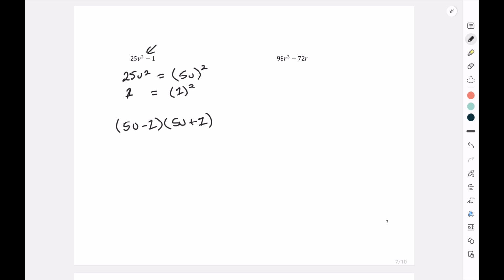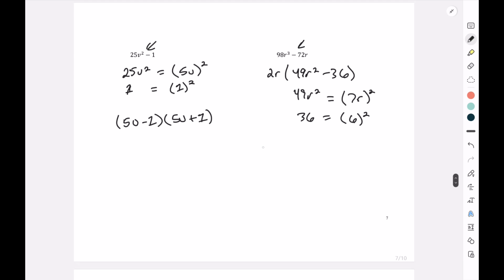For the next one, we have 98r cubed minus 72r. We could pull out a 2r being in common, and we would be left with 49r squared minus 36. And 49 and 36 are both perfect squares. 49r squared would equal 7r squared, and 36 would just equal 6 in parentheses squared. And since we fit the form, we would have our answer as 2r, 7r plus 6, 7r minus 6.